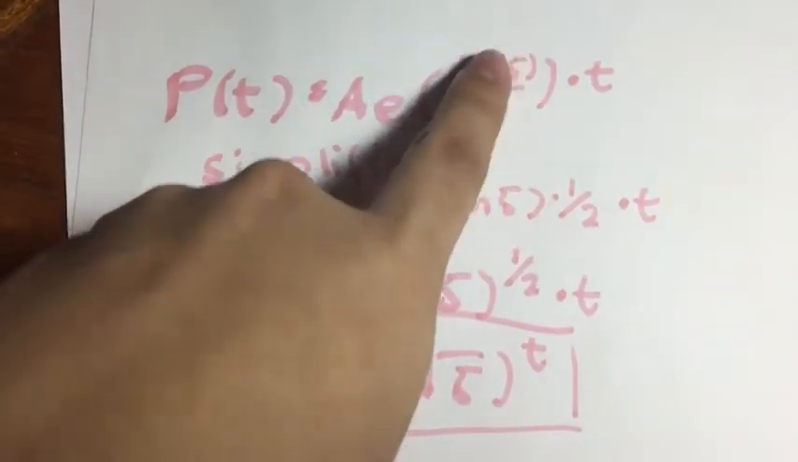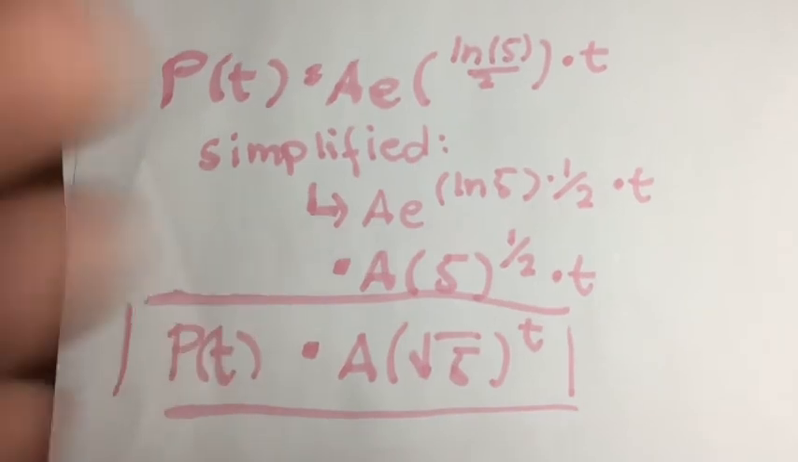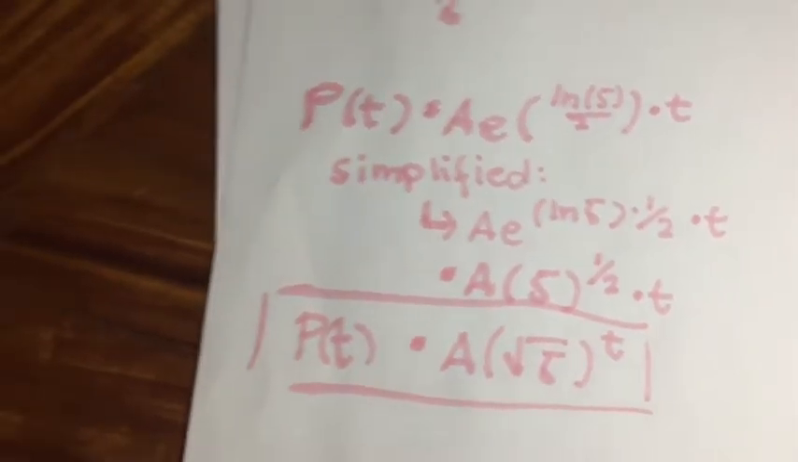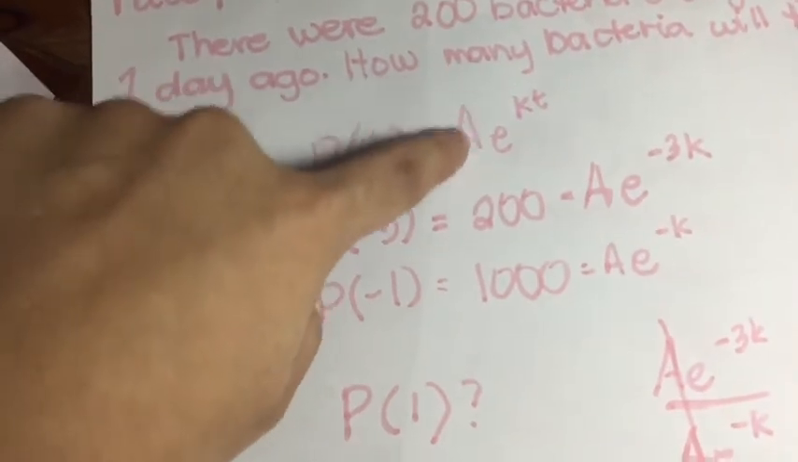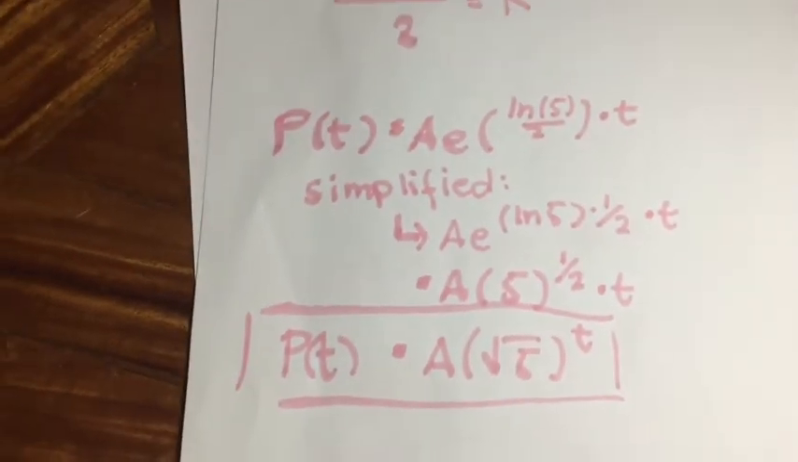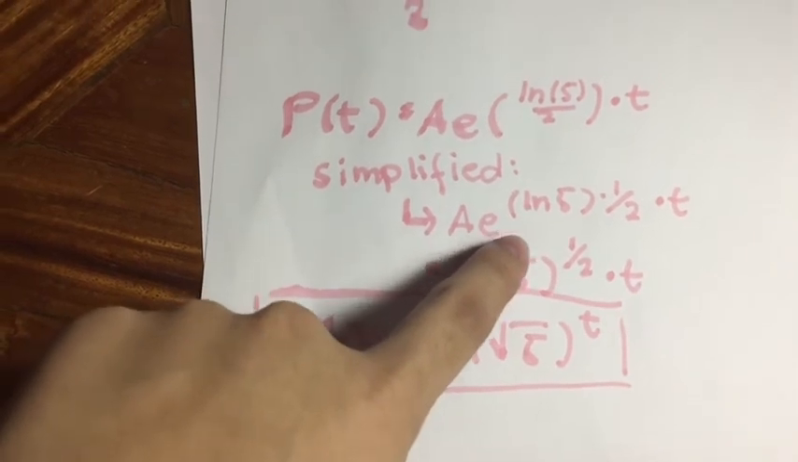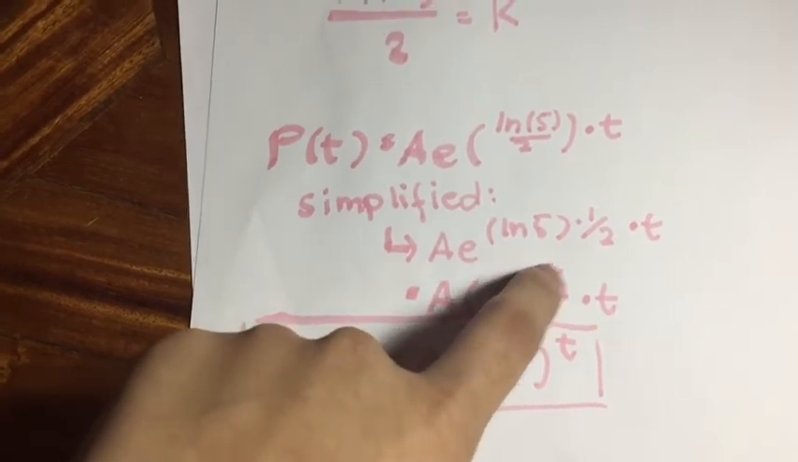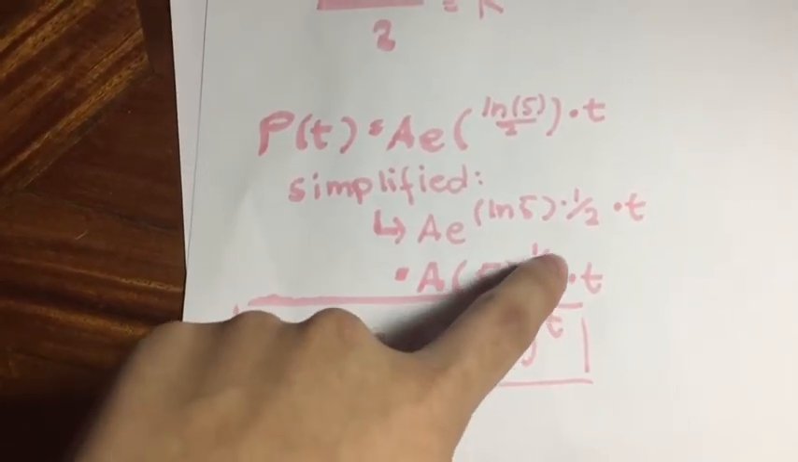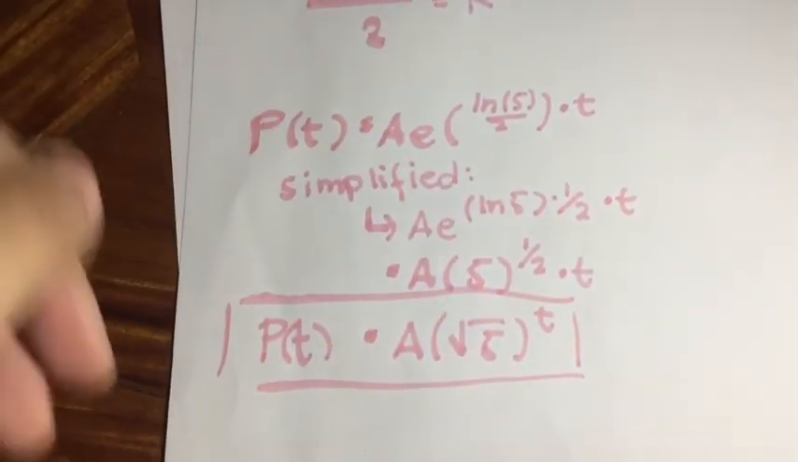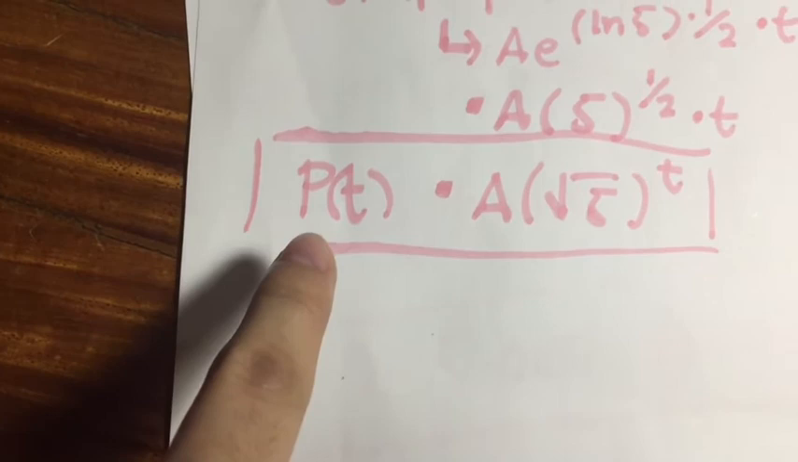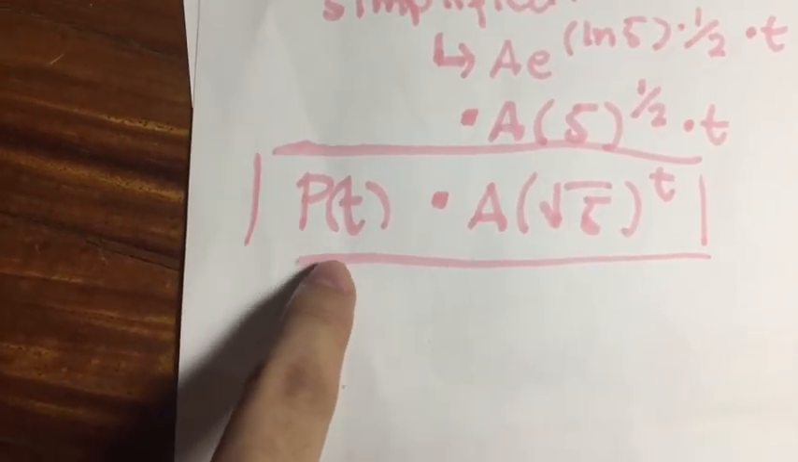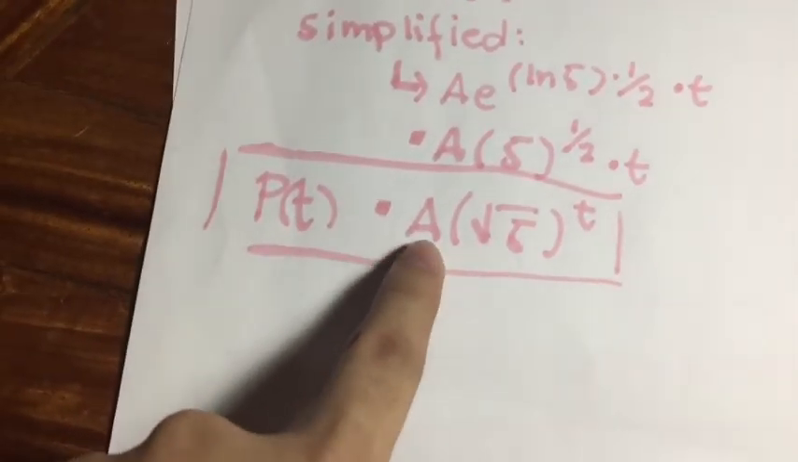So Ae raised to ln 5 times 1/2, because it's over 2. If you put it up here, it's going to multiply by 1/2, and times t, because we're still following this formula. Don't forget the t. Since e raised to ln 5 will just become 5, we have A times 5 raised to 1/2 times t. If you bring this down again, it becomes a very simple formula: P of t equals A times square root of 5 raised to t. So now we can find A better with this formula.